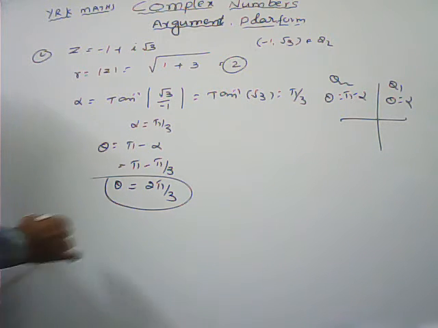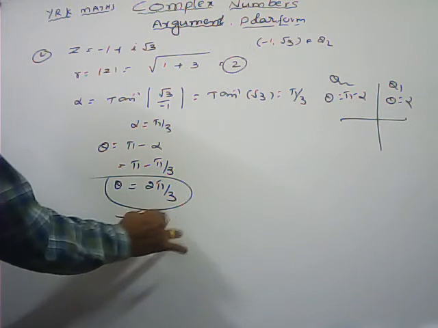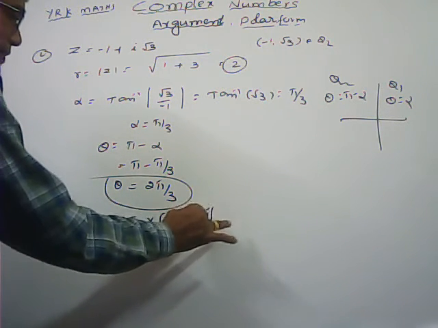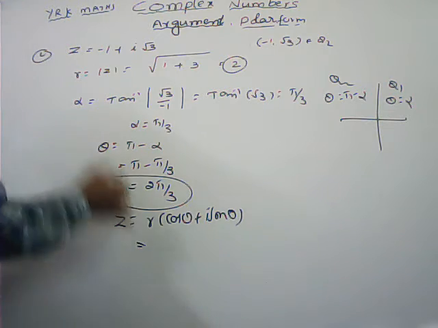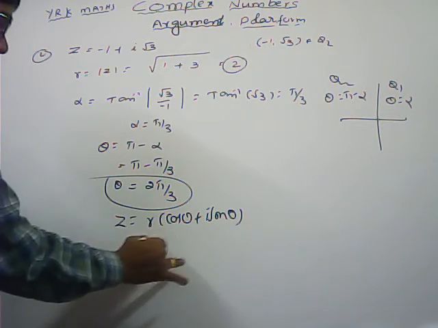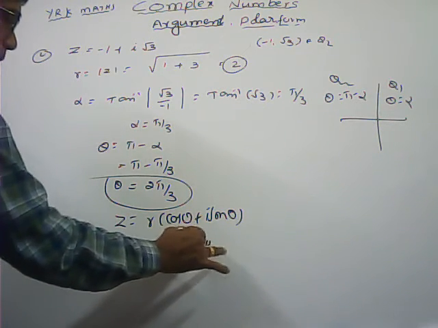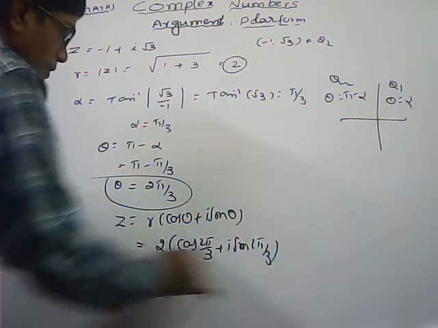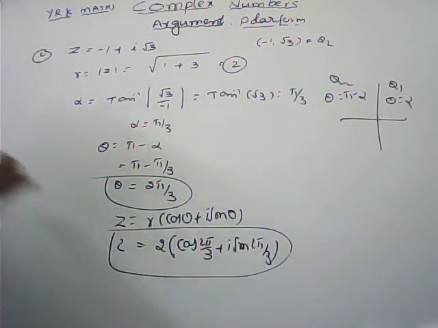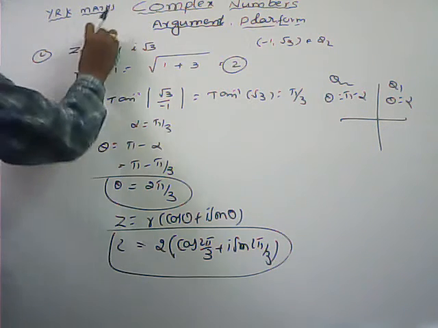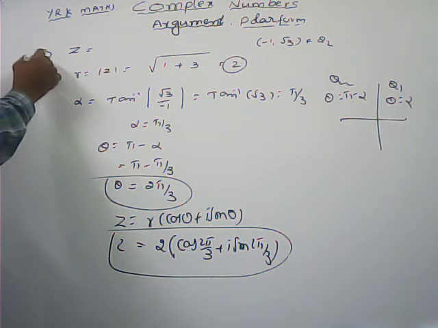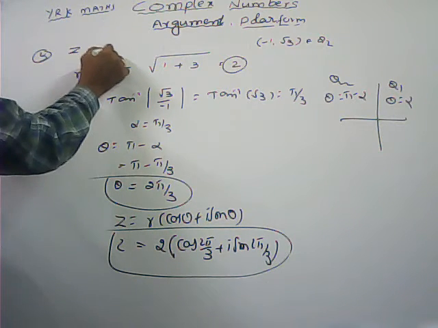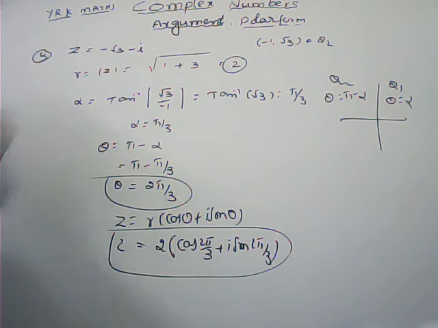Now how to write the polar form? Z is equal to r into cos theta plus i sin theta. R is the modulus of z, that is 2 into cos 2 pi by 3 plus i sin 2 pi by 3. This is the polar form of the given complex number. Next, here I am changing. Third problem, minus root 3 minus i.